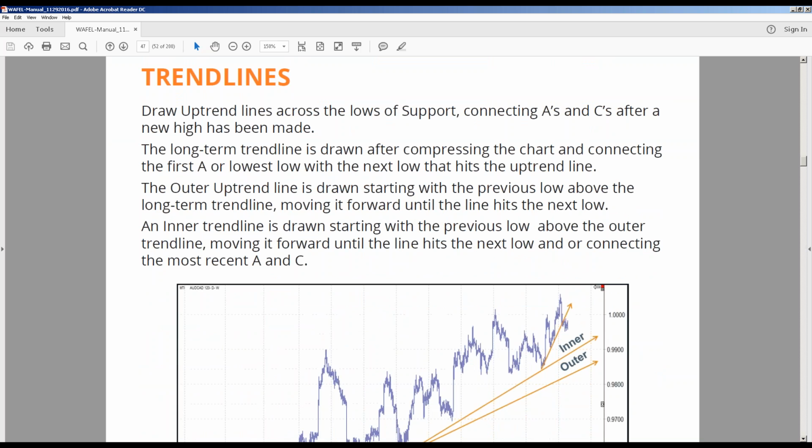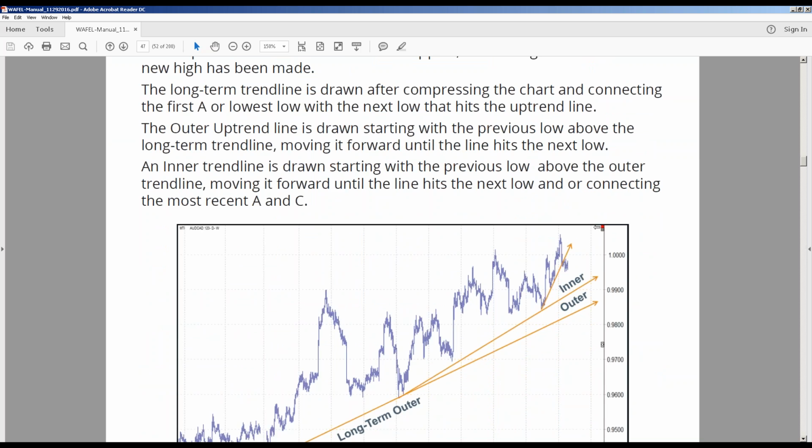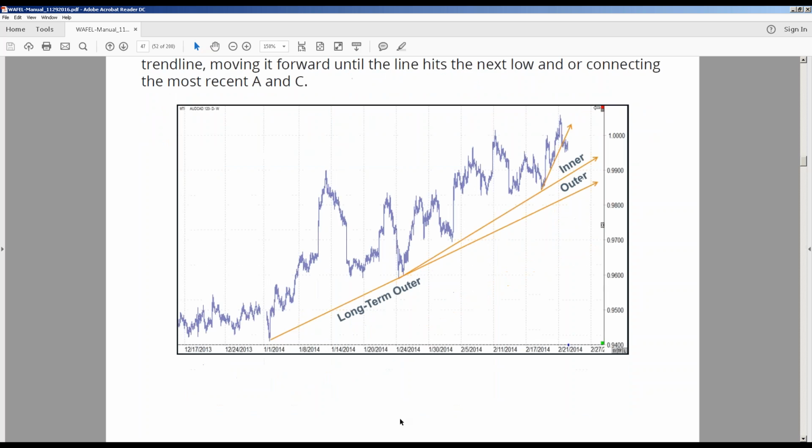Trend lines. Draw uptrend lines across the lows of support connecting A's and C's after a new high has been made. The long-term trend line is drawn after compressing the chart and connecting the first A or lowest low with the next low that hits the uptrend line. The outer uptrend line is drawn starting with the previous low above the long-term trend line, moving it forward until the line hits the next low. An inner trend line is drawn starting with the previous low above the outer trend line, moving it forward until the line hits the next low and or connecting the most recent A and C.